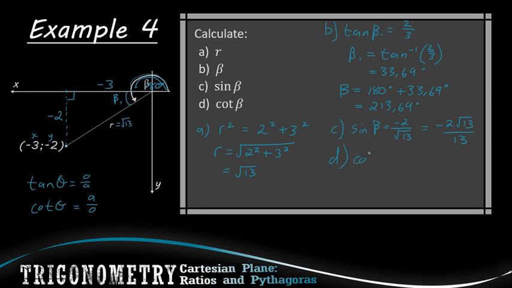So for cot beta, I'm going to say adjacent over opposite. So adjacent from this angle over here is minus 3 and opposite is minus 2. So I just simplify that and that becomes 3 over 2.